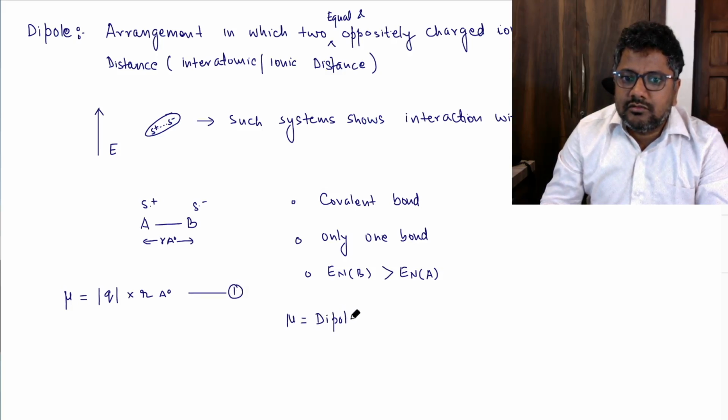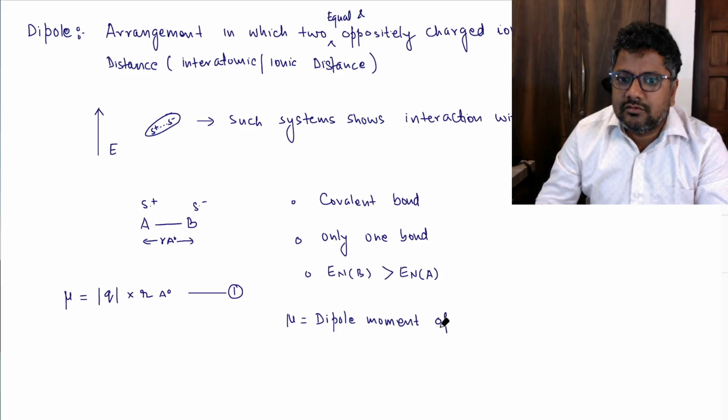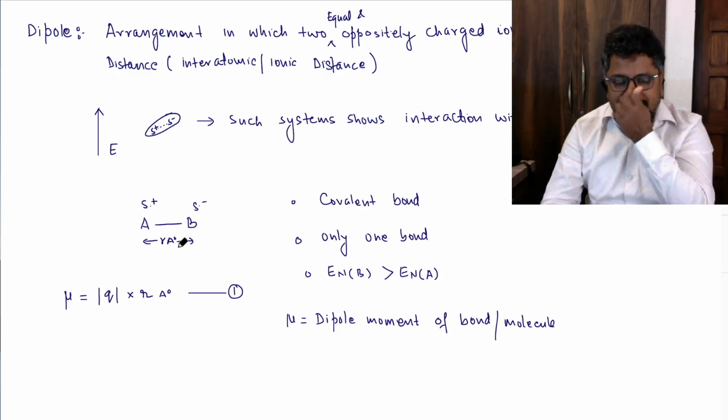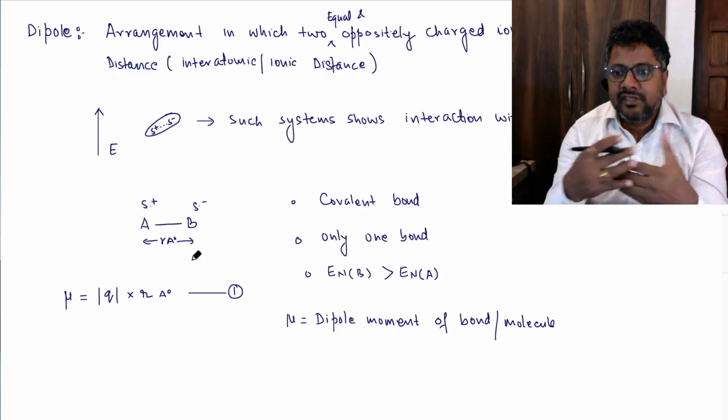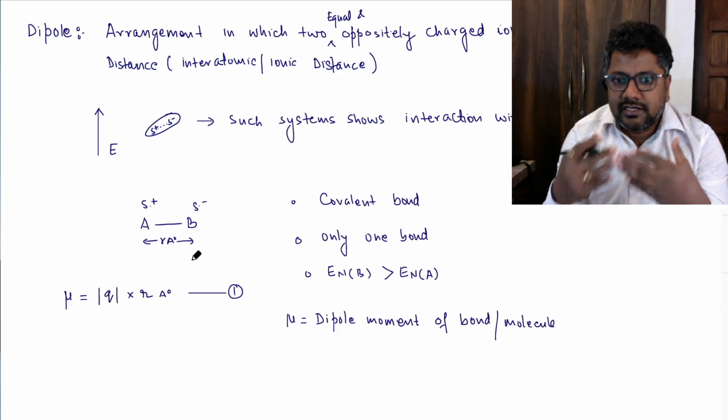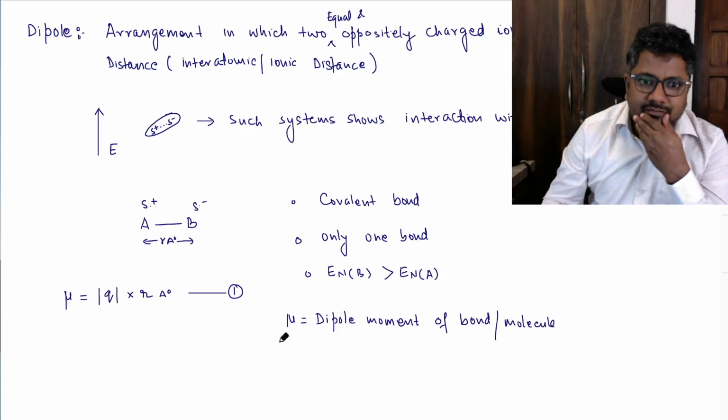Dipole moment of the bond or molecule. Why? Because in this case only one bond is there in the molecule, so this is the dipole moment of the bond as well as of the molecule.